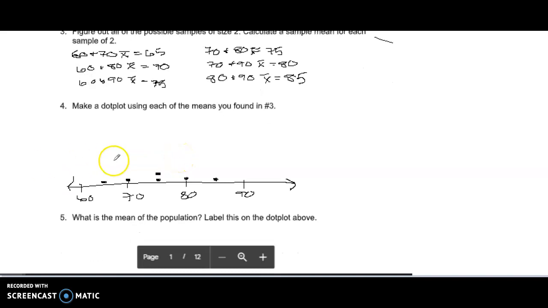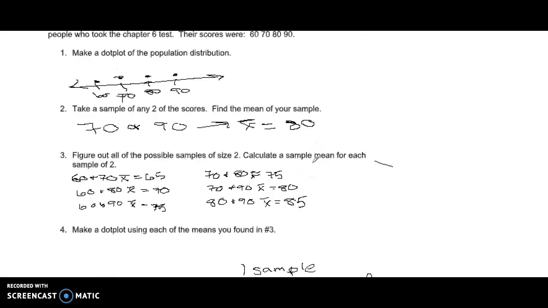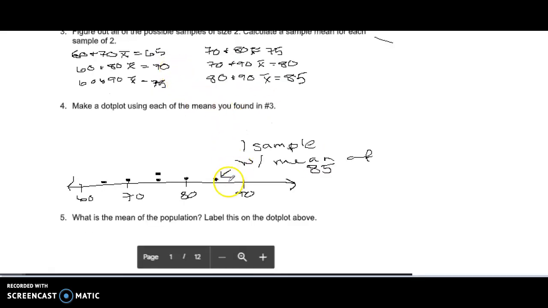So this is telling me that this dot here means that I had one sample. Remember, I took 1, 2, 3, 4, 5, 6 different samples with 2 scores each. I had one sample with a mean of 85. That's what that particular dot is telling me. That's different from the dot up above. My dot up above meant one score of 90. This means one mean of 85.